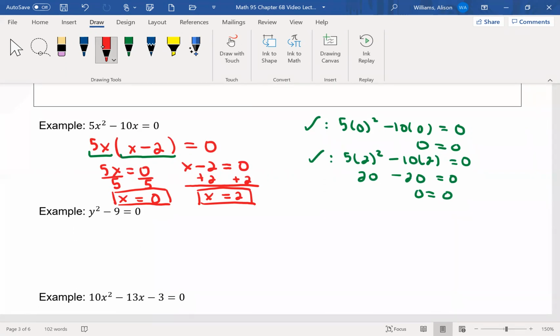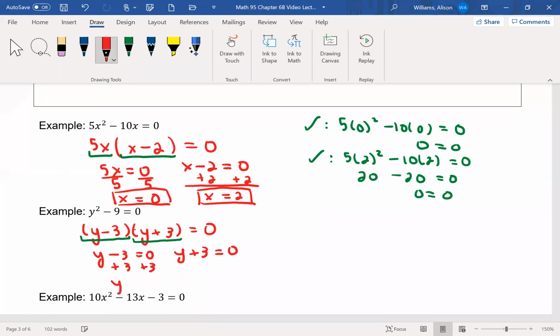So I could factor this as y minus 3 times y plus 3. Of course, the order doesn't matter. I could put plus 3 and then minus 3. The way they're written doesn't matter. But now I have two things that are multiplying to be 0. So this times this must equal 0, which means that y minus 3 can equal 0, or y plus 3 can equal 0. And if I add 3 to both sides, I'm getting y equals 3 over here.